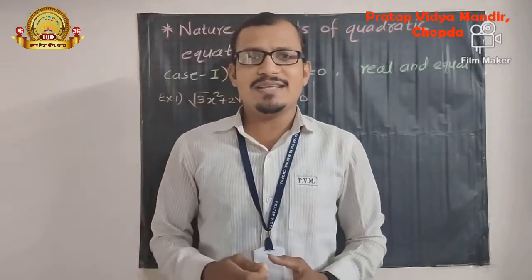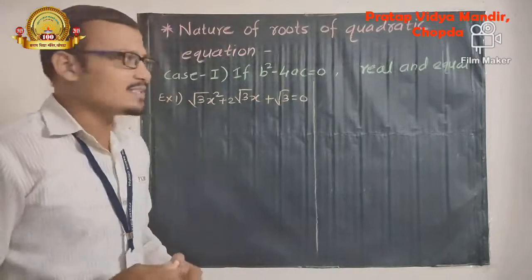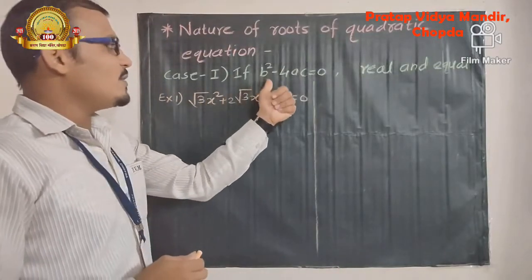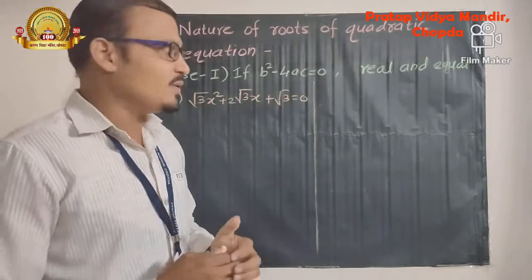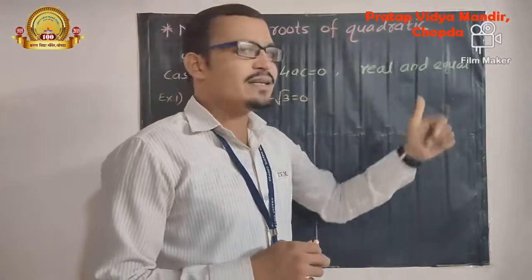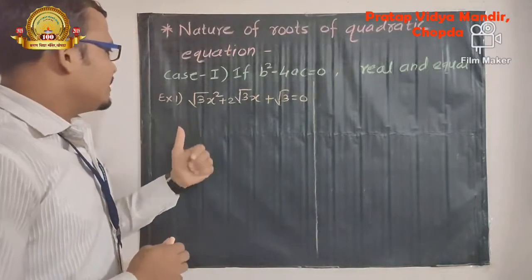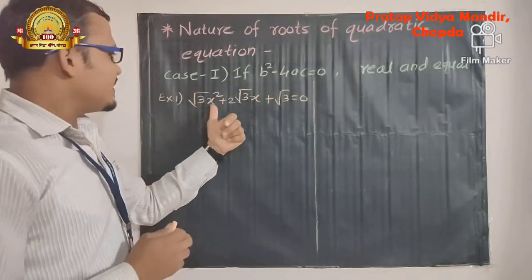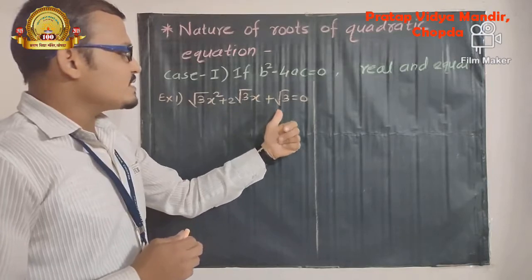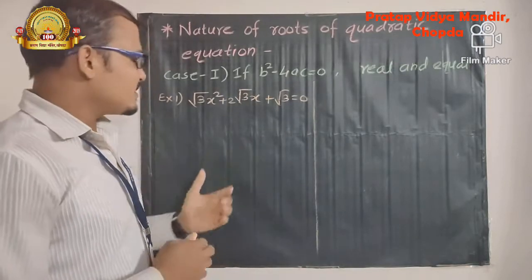Let us see all these cases one by one, in which our first case is, if the value of b square minus 4ac is equal to 0, then the roots of the quadratic equation are real and equal. For example, here we have given an example, root 3 x square plus 2 root 3 x plus 3 is equal to 0. So let us solve.